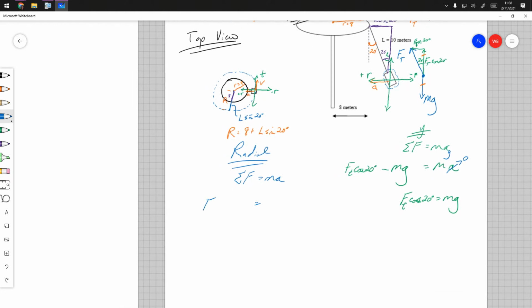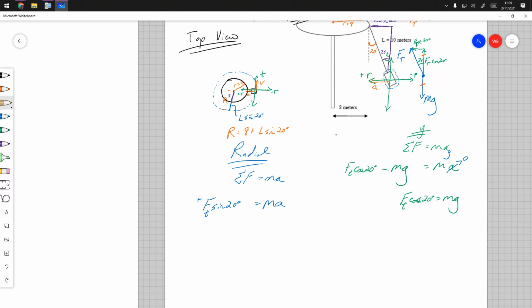And I go, okay, I have Ft sine 20 degrees. Is that positive or negative? It's pointing to the left, which is in the positive radial dimension. It's pointing towards the center of the circle here. And we always say that towards the center of the circle is positive there. Is equal to m times a.